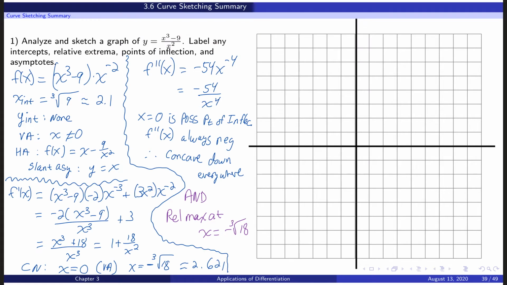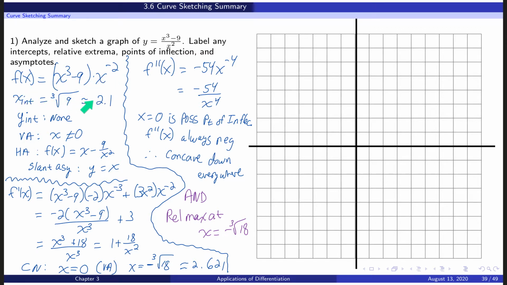So for these problems, I think it's easiest if I walk you through all the algebra steps and then we'll create the graph together. Please pause the video at certain points and copy down the algebra. It's good to have this algebra in your notes so that you can refer to it when you go to do the homework problems. So the question says, sketch a graph of this function, labeling intercepts, extrema, points of inflection, and asymptotes. So here's the function.